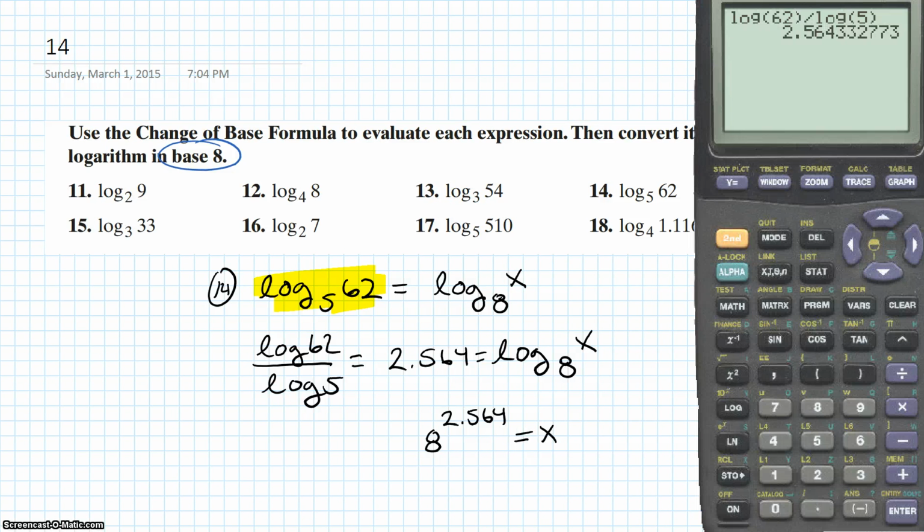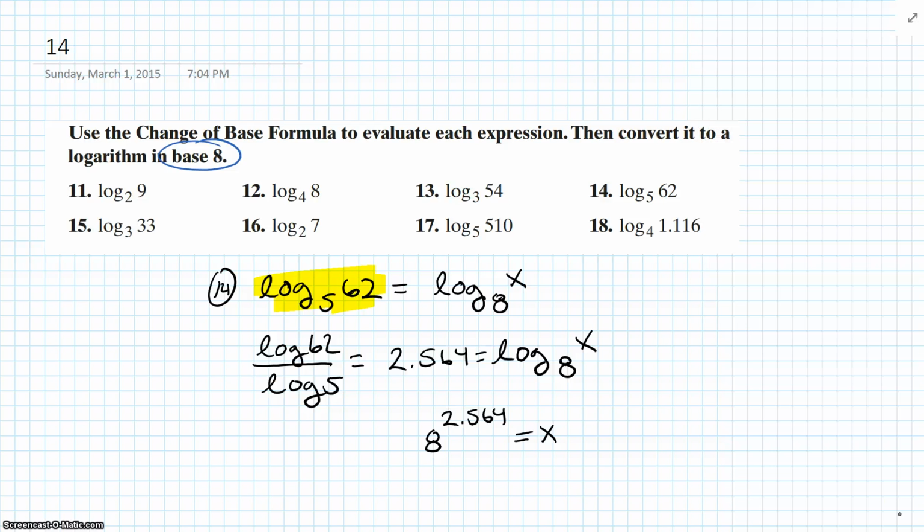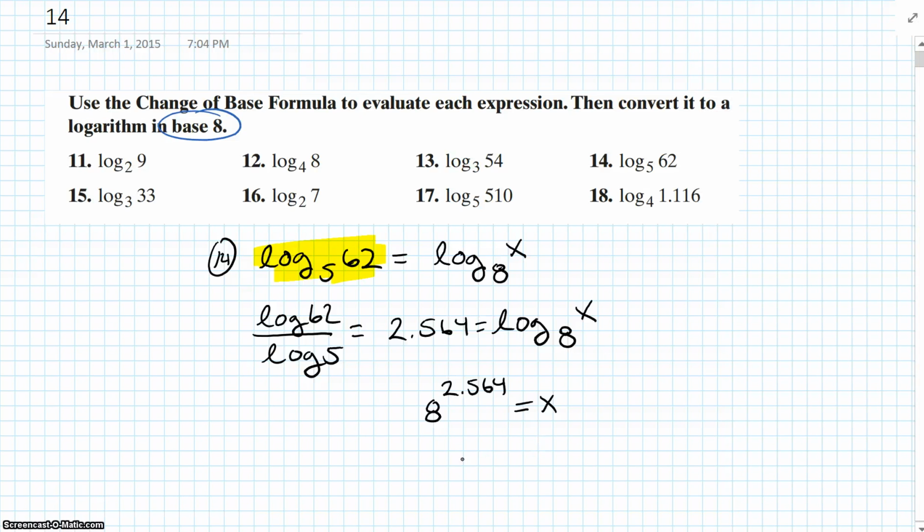So we can get our calculator out and say, okay, 8 raised to the power of our last answer, 206.9299. So 206.93. So 206.93 equals x.